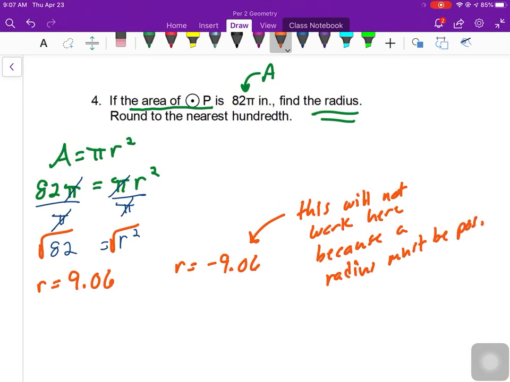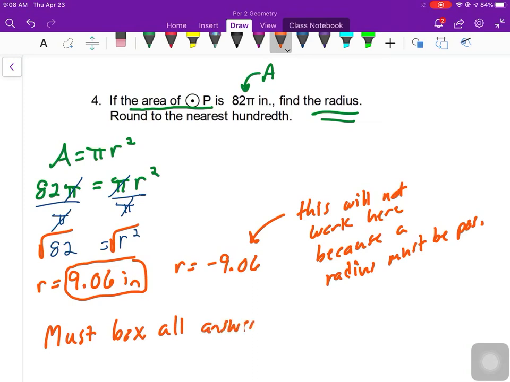So our answer would be 9.06 inches. And we can't forget the units on that. You must box your answers in this chapter, and that's because in some problems there are extraneous solutions. So if you don't box anything, we'll take it to mean that you don't believe any of them are truly answers. Now the rest of this section is going to be new.